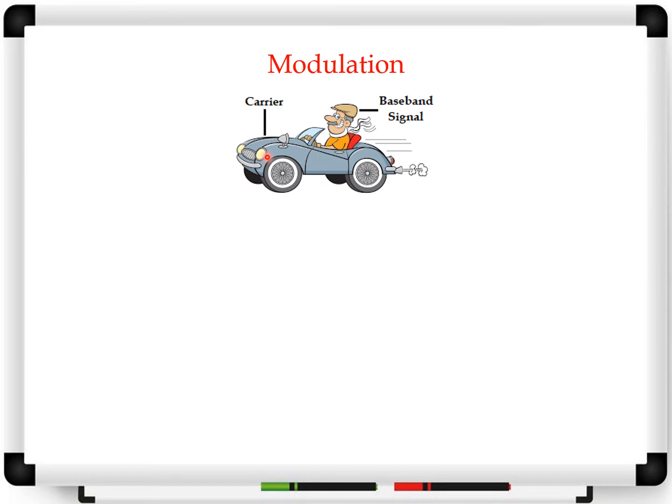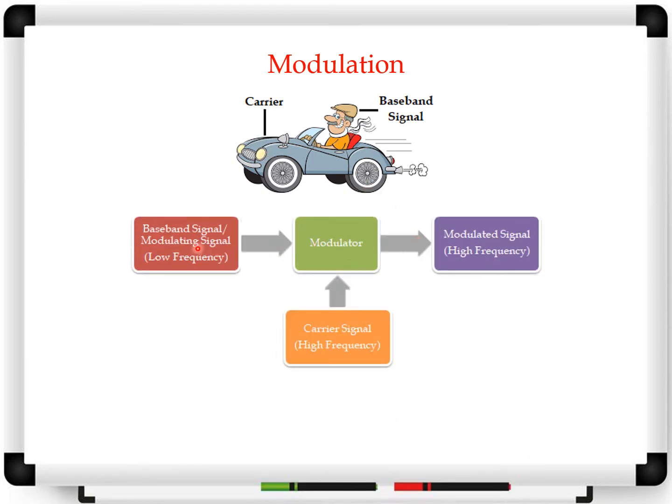In the modulation process, you have the original signal, that is baseband signal. It is also known as modulating signal. It is a low frequency signal. And there is one additional signal, that is called carrier signal. It is a high frequency signal. So along with the baseband signal, there is an additional carrier signal, and these two signals are given to the block called modulator. This modulator will do the processing and generate the resulting signal, that is called modulated signal, and it is a high frequency signal.